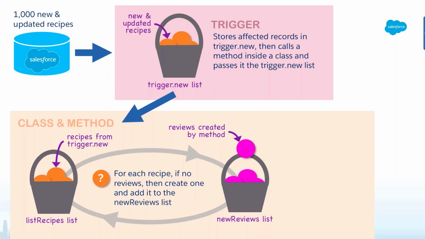Well, that's a lot of buckets. Why do we need so many? Why wouldn't we just save the reviews now, one by one as they're created? Well, we're gonna talk about a thing called bulkification.